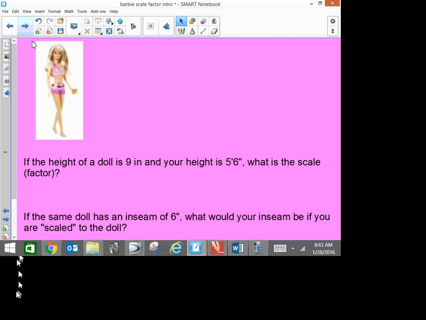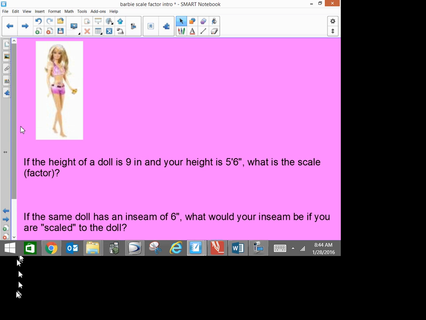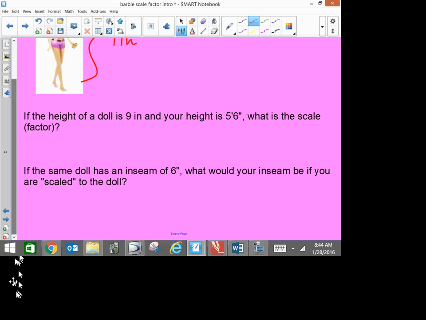All right? Okay, so this doll, let's say, is 9 inches tall. And you're the perfect height. I'm just kidding. That's my height. Is 5 foot 6 inches. What is the scale factor?